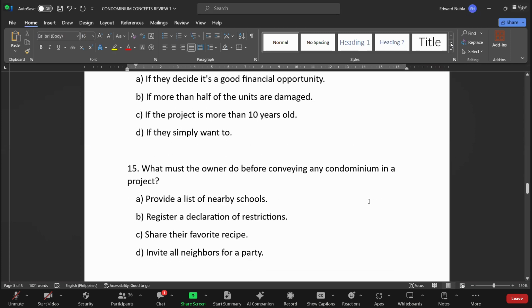Number 15. What must the owner do before conveying any condominium in a project? A. Provide a list of nearby schools. B. Register a declaration of restrictions. C. Share their favorite recipe. D. Invite all neighbors for a party.